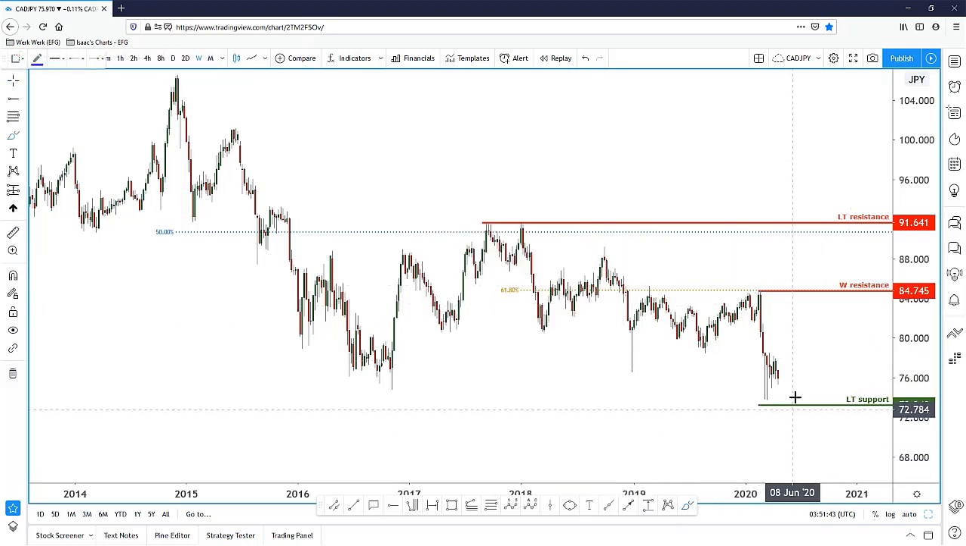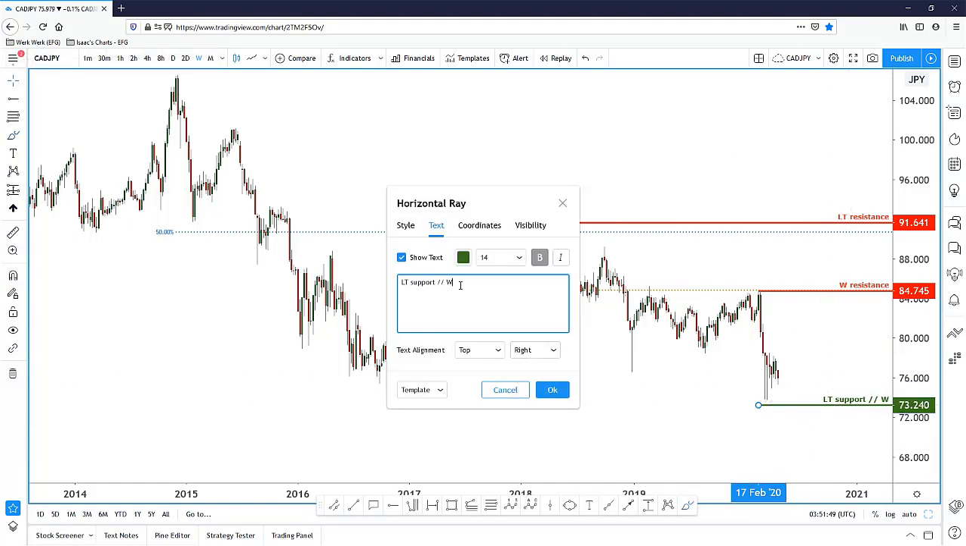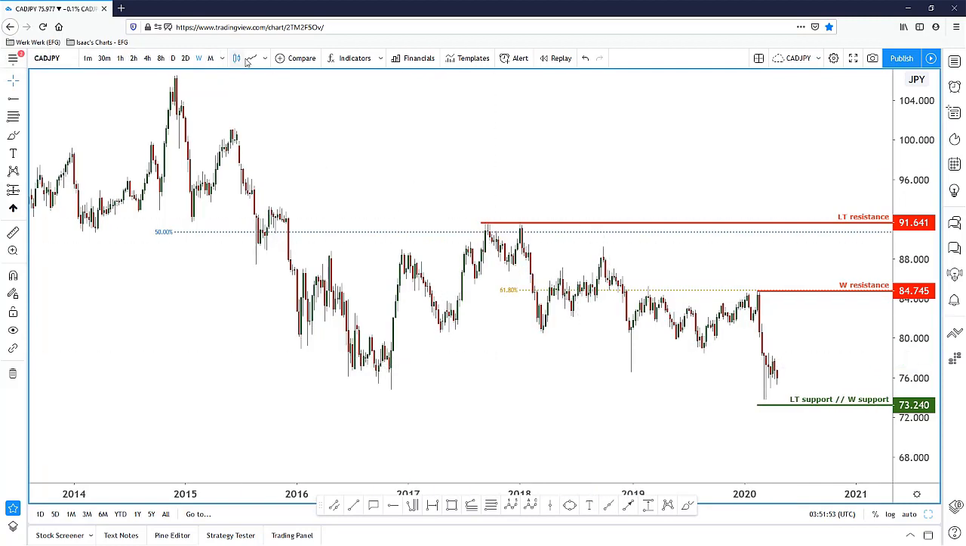Because price is now quite close to the long-term support, we can also call this our weekly support. Now we have our weekly resistance and weekly support, which is in line with our long-term support. Let's go down to the daily.